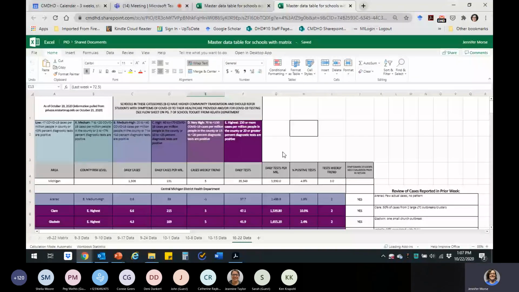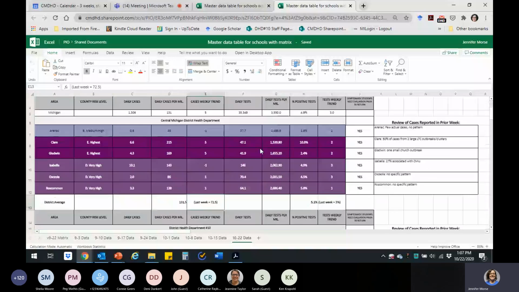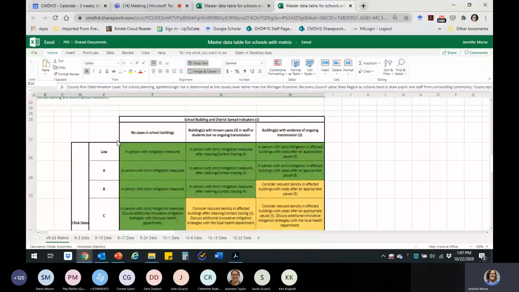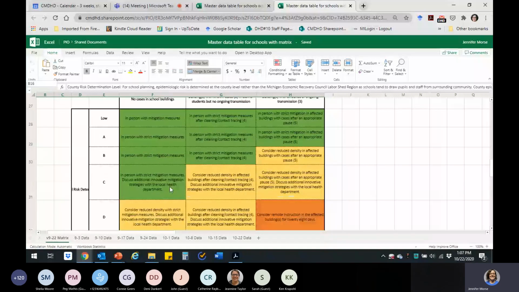So this might be a little bit small. I'll mail this copy out to all of you. Again, remember that at the bottom of this document when you receive it, it has all the previous dates worth of data. And down here where it says version 922 matrix, this is the matrix that we use to give us considerations of how to handle this data. So just as your reference point, this is always included with this.